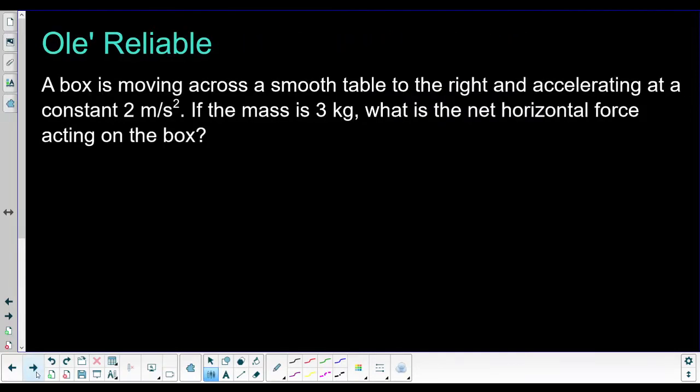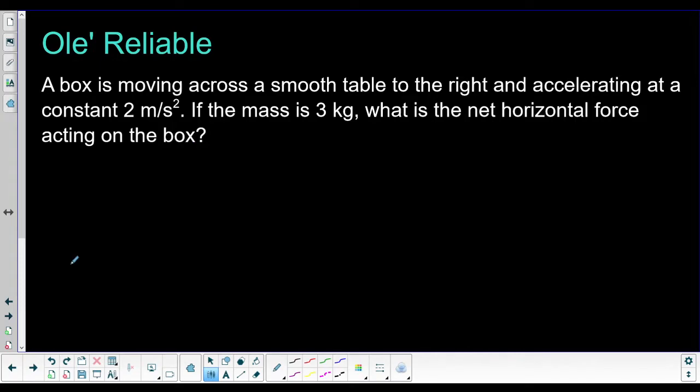All right, my favorite problem. So it says a box is moving across a smooth table to the right and accelerating at a constant 2 meters per second squared. So they're telling us acceleration is 2 meters per second squared. If the mass is 3 kilograms, what is the net horizontal force acting on the box?